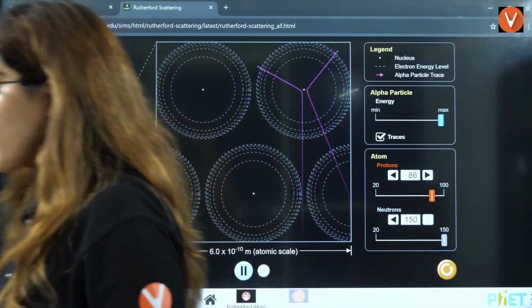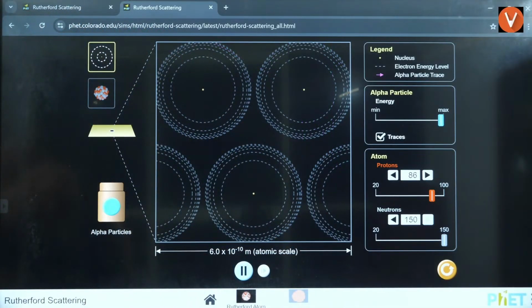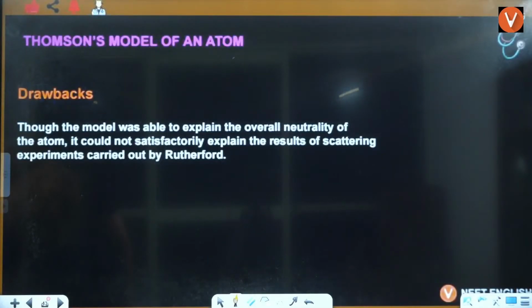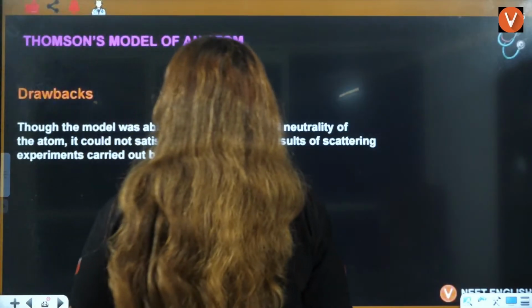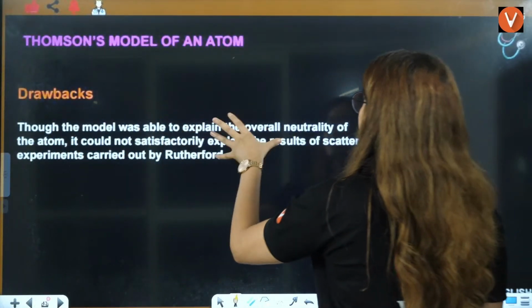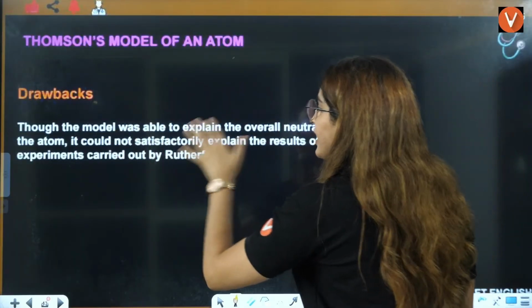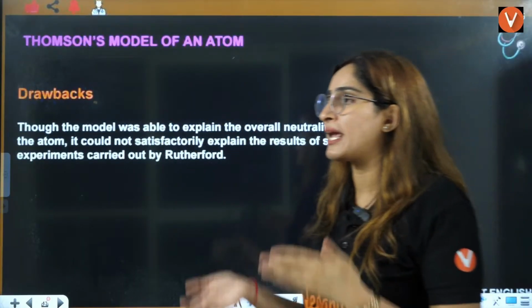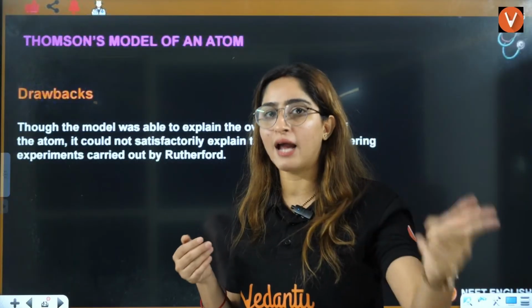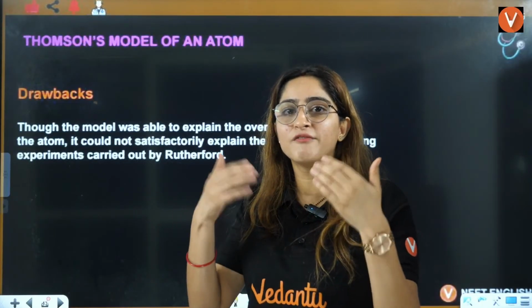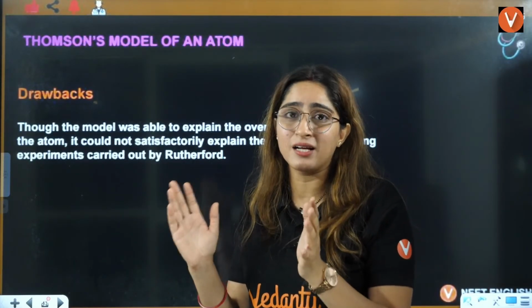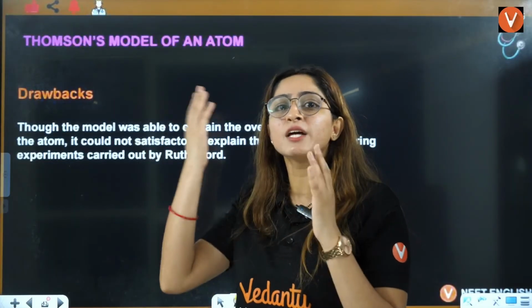Now, firstly, let's talk about the Rutherford drawback. What was the drawback, everybody? Ma'am, the drawback was that he was not able to explain the results of the scattering experiment. It's like, if you are right, then tell me why, when I pass alpha particles through the atom, they are moving straight?